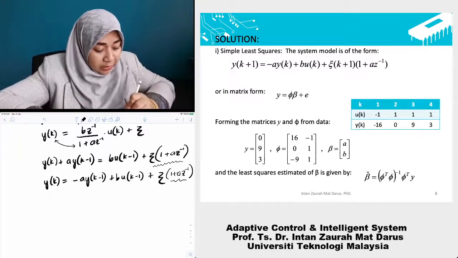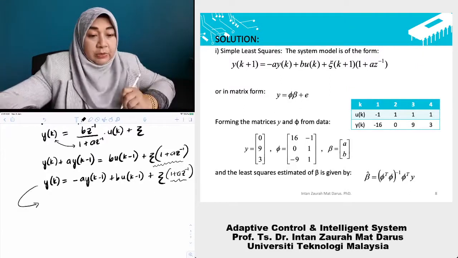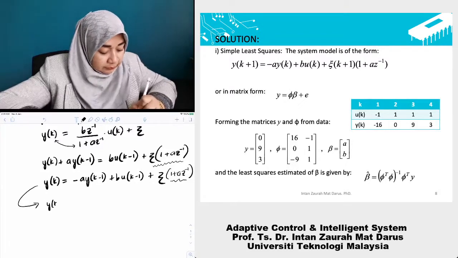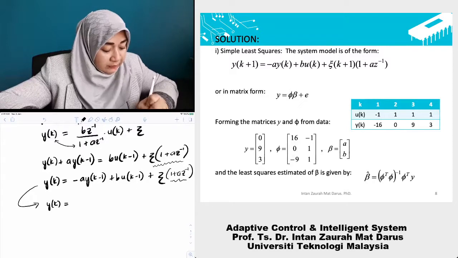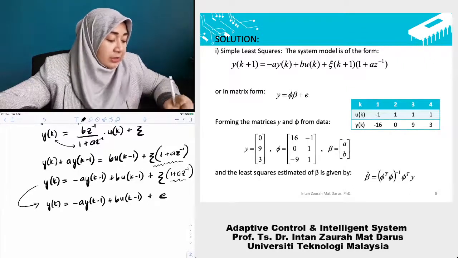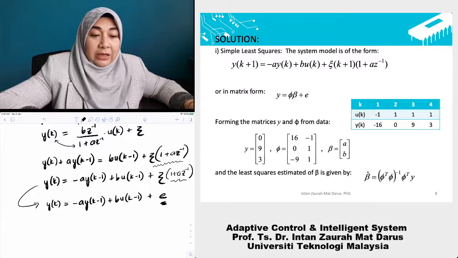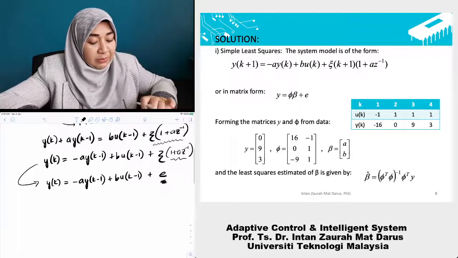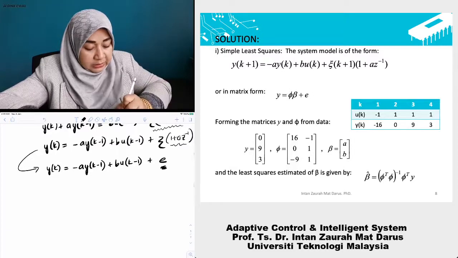So I'm going to write this equation into a form of y(k) = -a y(k-1) + b u(k-1) + error. Because I'm not going to estimate that, I'm going to ignore that part. So I'm just going to find out what my a and b are, using least squares.